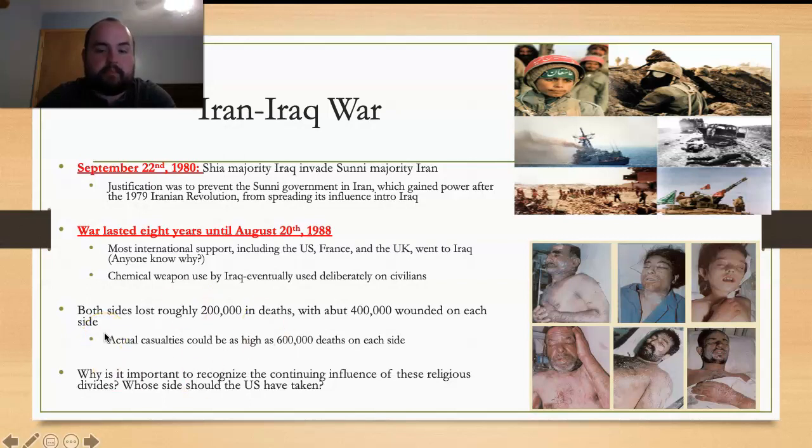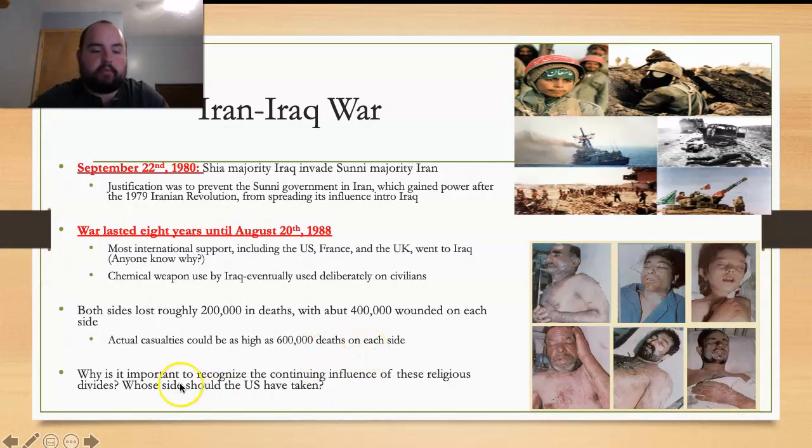It is estimated that both sides reported they lost about 200,000 soldiers in deaths and about 400,000 wounded on each side. However, various outside sources have reported that potentially as many as 600,000 individuals died on each side, and the casualties are just underreported. So again, how does this maybe show the continuing influence of religious divides and again the Cold War?